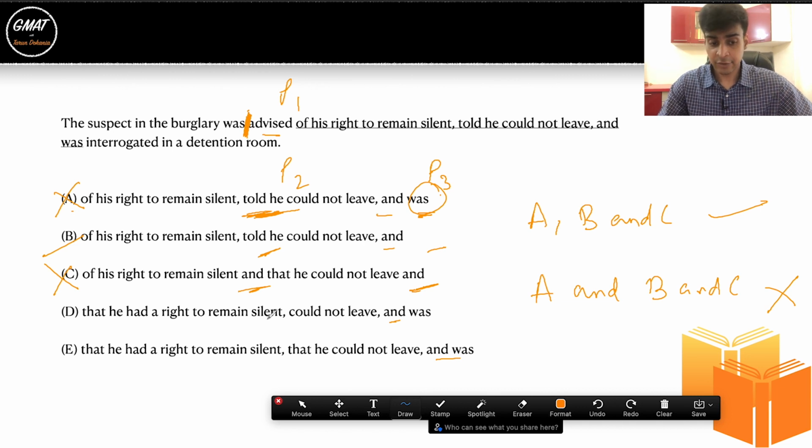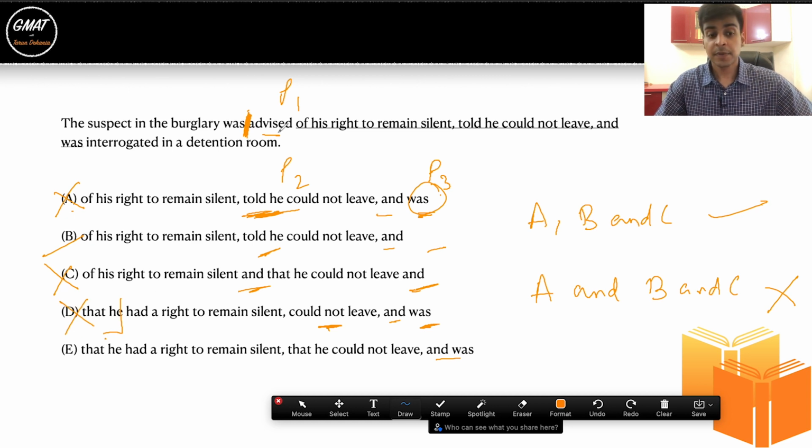Looking at D. Was advised that he had a right to remain silent. Okay. Could not leave. Okay. Was advised that he could not leave. So it has to break from here. No other structure would make sense. The suspect in the burglary was advised that he could not leave. I can't write "that he could not leave," pardon me, not just the word "that." Was advised that he could not leave. So it has to break after the word "he." And then I have this starting from "was." So that would mean the suspect in the burglary was advised that he was interrogated in a detention room. Doesn't make sense, right? He was advised that he was interrogated.